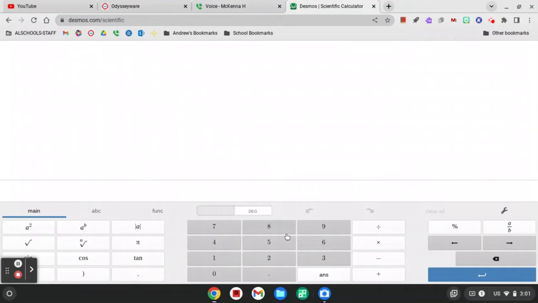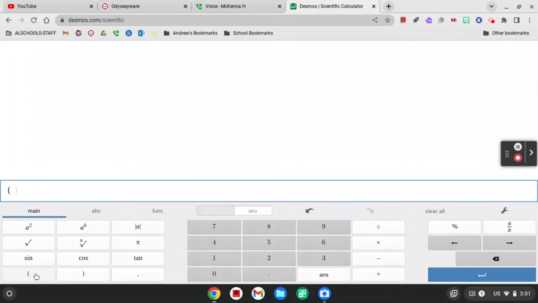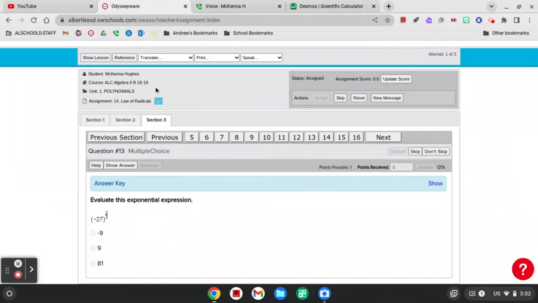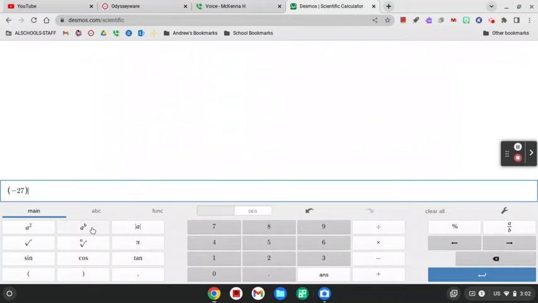Okay. So I have to get rid of this somehow. Move it. Can I move it? Move it over here. Okay. So parentheses, -27 parentheses, and it was to the power of 2/3. And here, this button, this AB, that means to the power of, and then we're going to do 2 over 3. So you could use this fraction button, and that works.